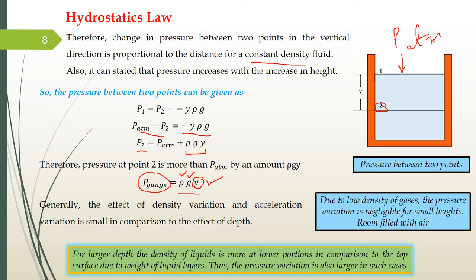So the pressure variation is also larger in those cases, because the density is no more constant. It is certainly more when you increase the depth of the fluids; rather, it is more dominant in case of liquids. But in case of gases, the density is generally less and the pressure is not exerted by the topmost layers to the bottommost layers. So in case of pressure variation in a room, you can say the variation is negligible because the density change is also negligible, because gases are generally lighter than liquids.